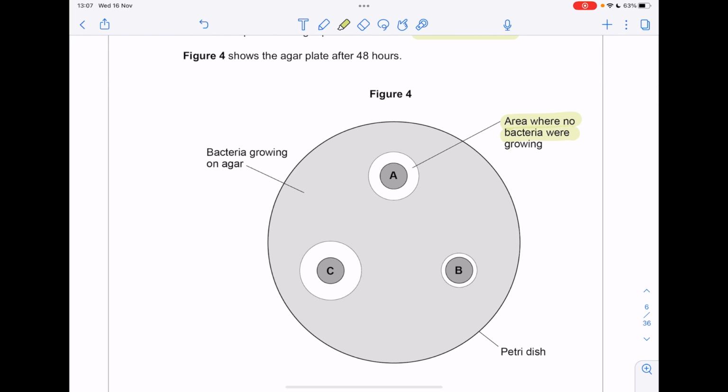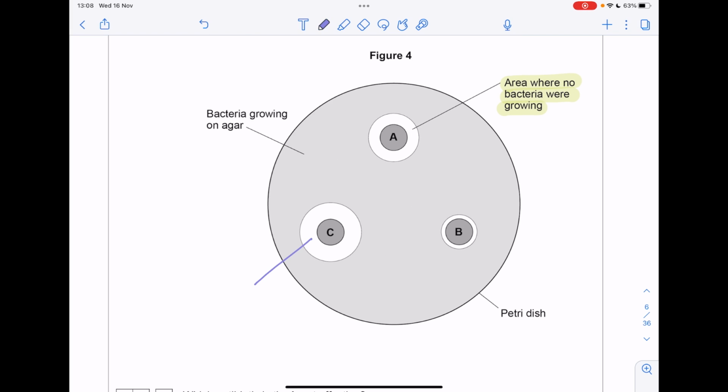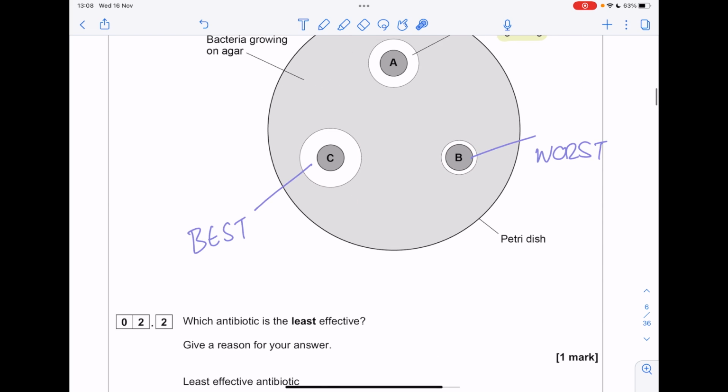Look, here's your area where no bacteria are growing. So actually, this is the best one, the best antibiotic. This one's the worst. Why? Because you've got the biggest clearance zone here, which means all the bacteria have been killed here. Very few have been killed there.